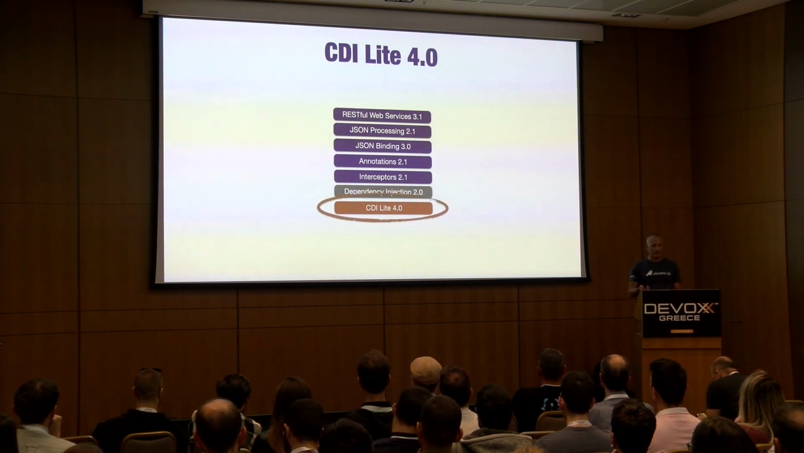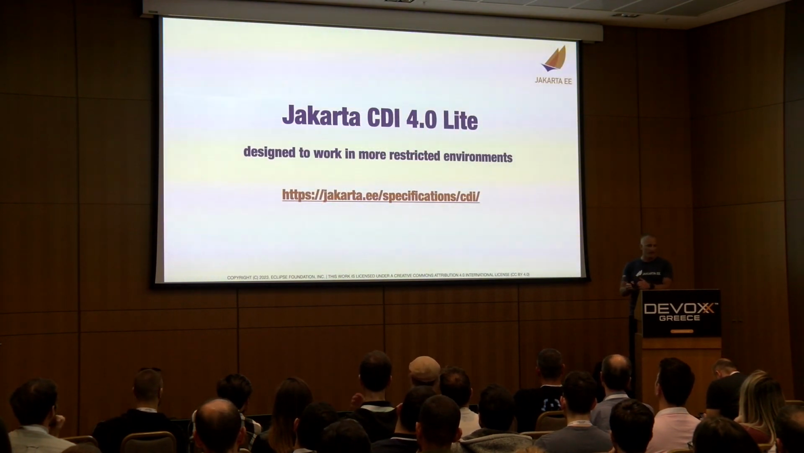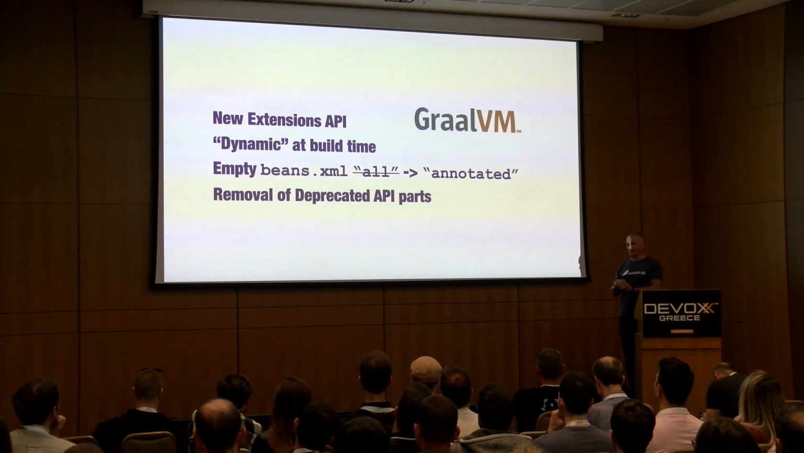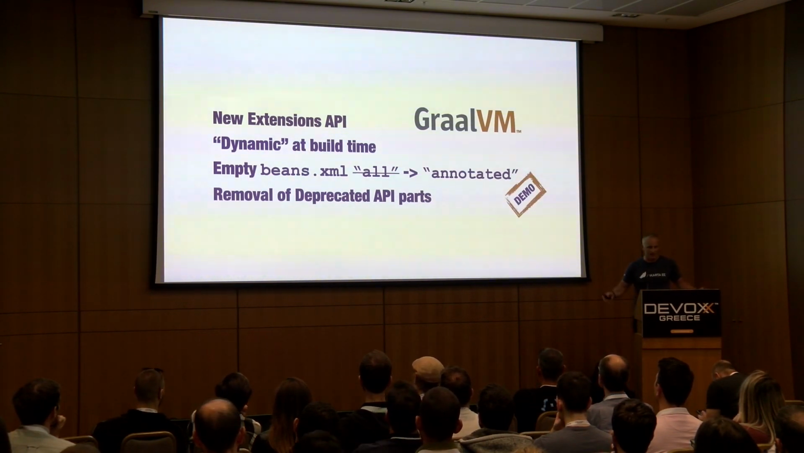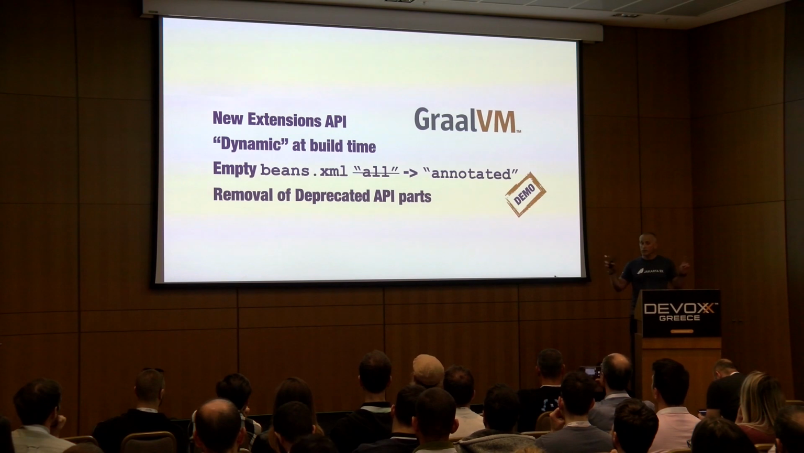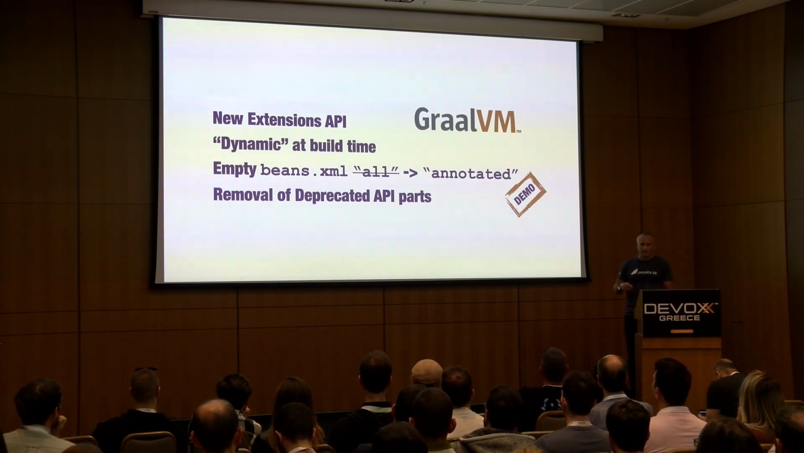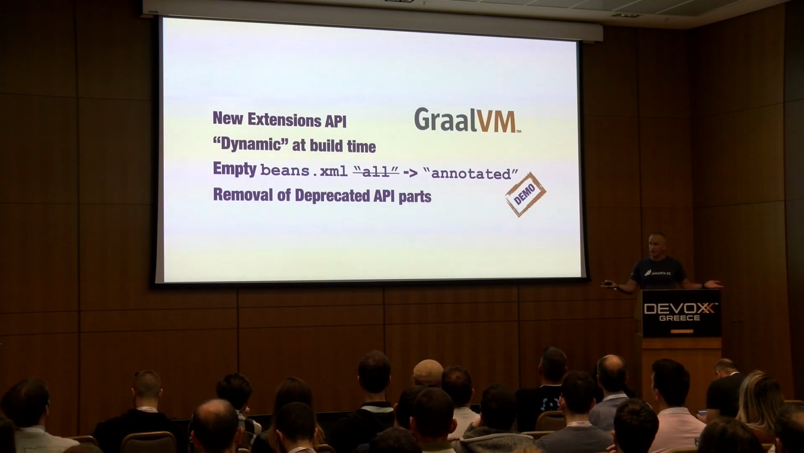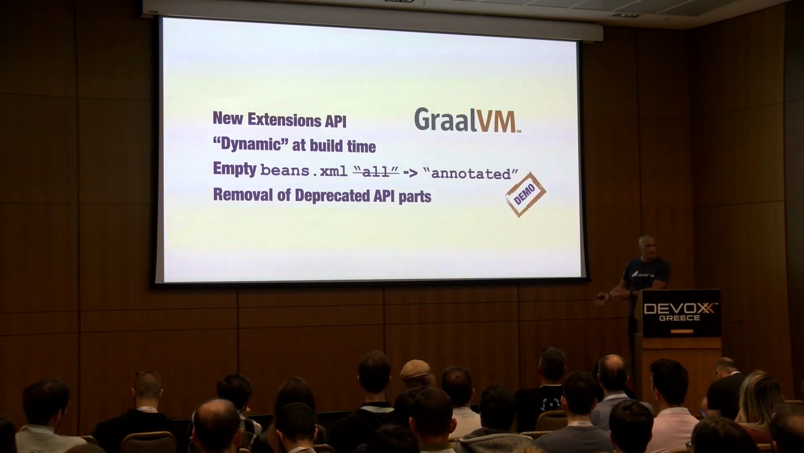And CDI Lite 4.0 is the key specification of core profile. CDI Lite is designed to work in more restricted environments than CDI. CDI is very dynamic by nature. It bootstraps a lot of things when you start and deploy the application. So what they've done with CDI Lite is to not remove the dynamic features, but to be able to do the dynamic things at build time. That means the portable extensions API, which is the most dynamic part of CDI, cannot be used, because that is resolved when you start the server, and we need it at compile time.